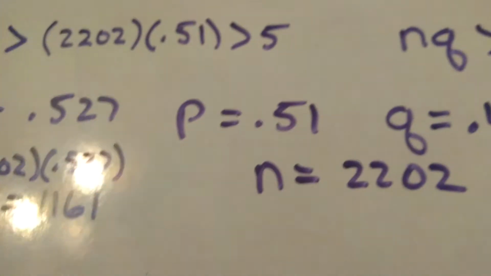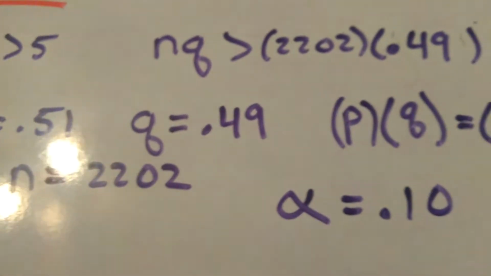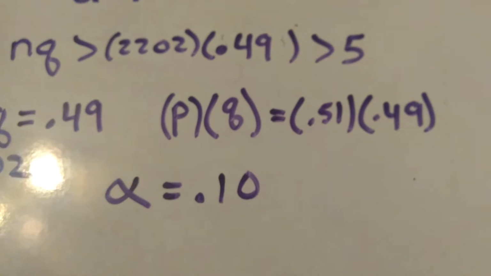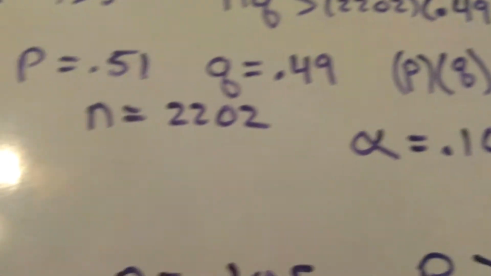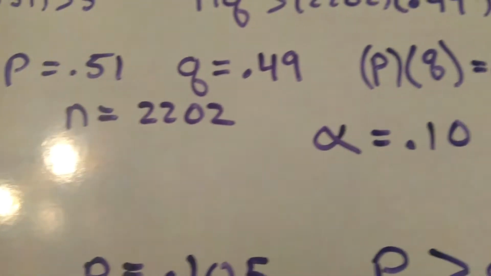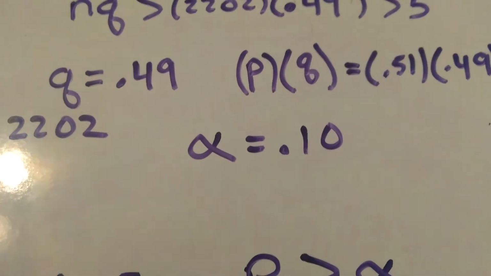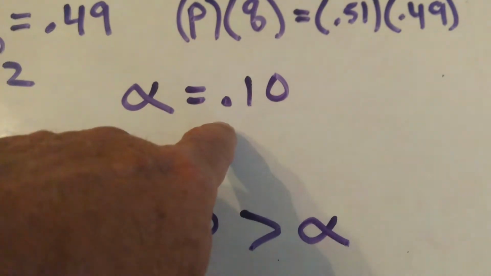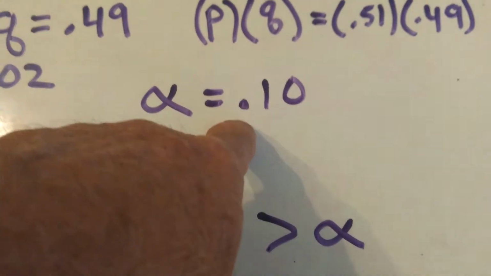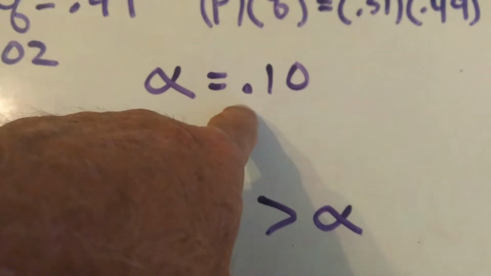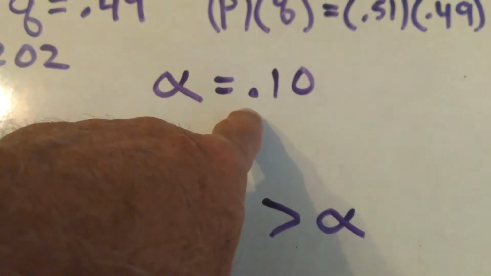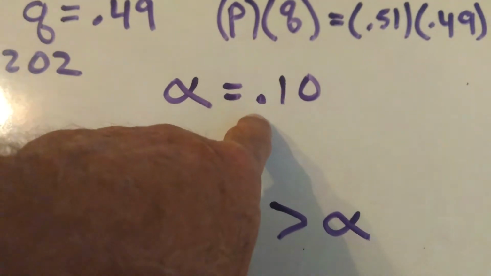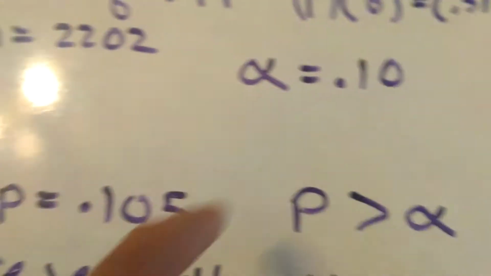P is 0.51, Q is 0.49. P times Q is 0.51 times 0.49, and then N is 2,202, and alpha is at 0.1. Remember, alpha. If our p-value when we calculate it is less than 0.1, we reject the null hypothesis. If our p-value is greater than 0.1, we fail to reject.